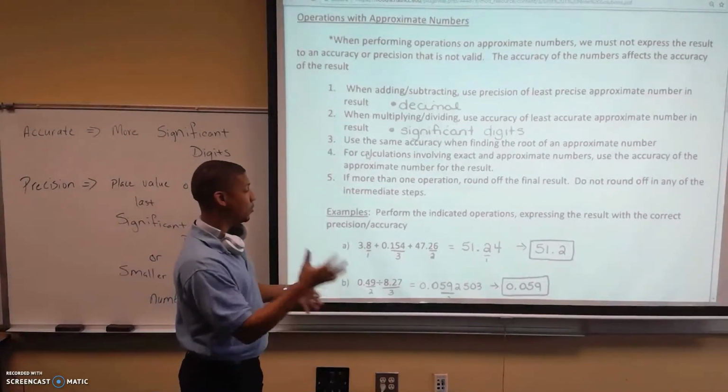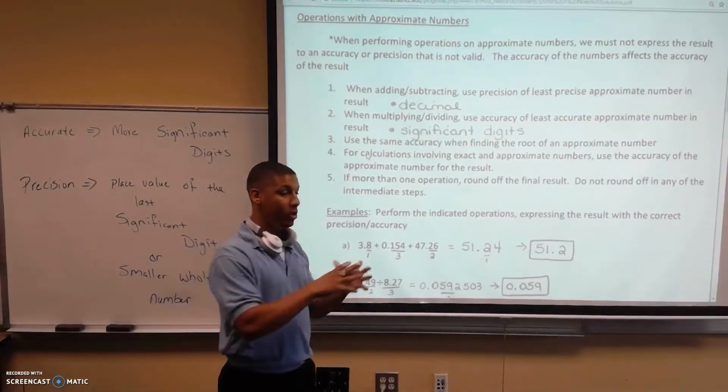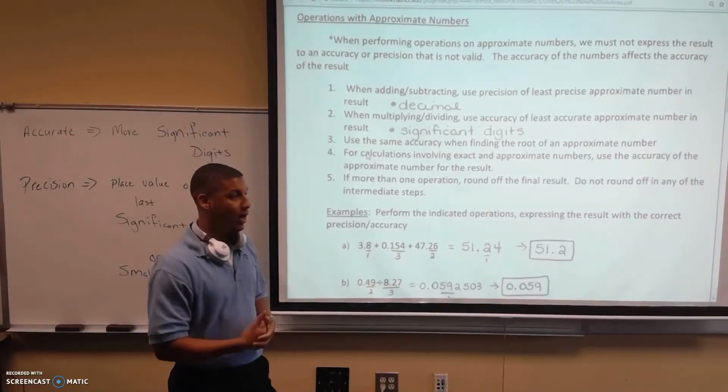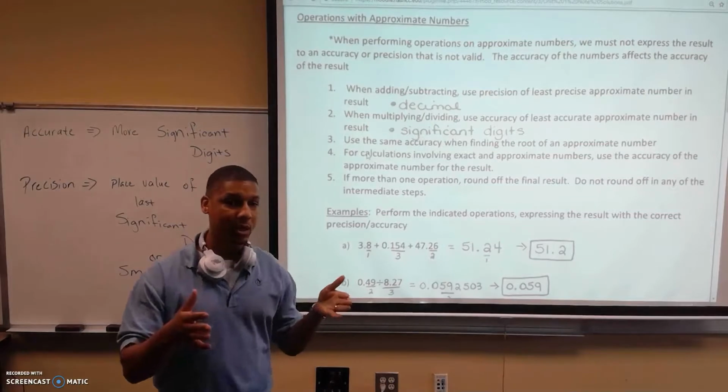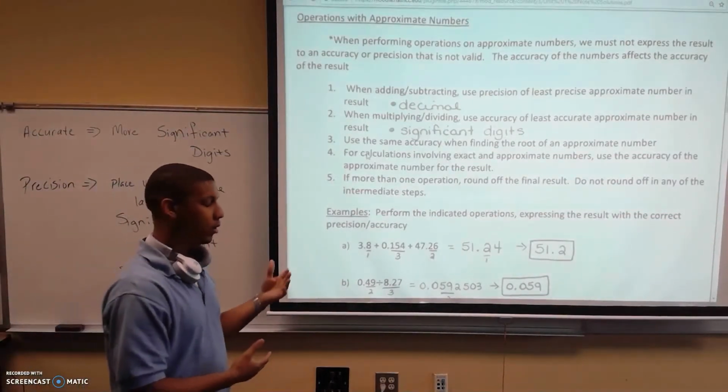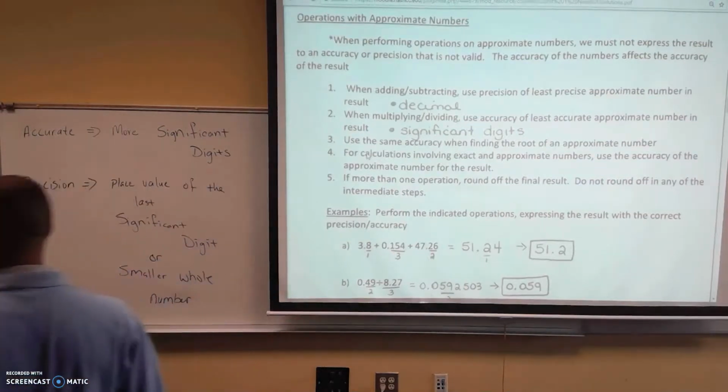And then if it's multiple steps, if you have a big problem that has a lot of addition, subtraction, multiplying, and dividing, we're just going to go by the place value as far as how many digits are after the decimal. So here's some examples.